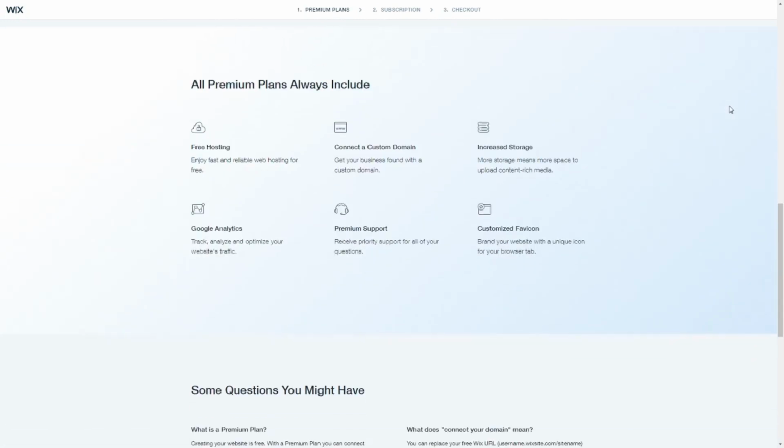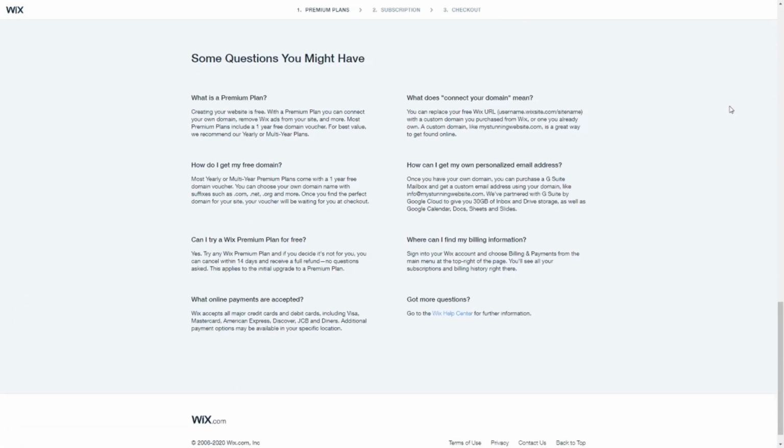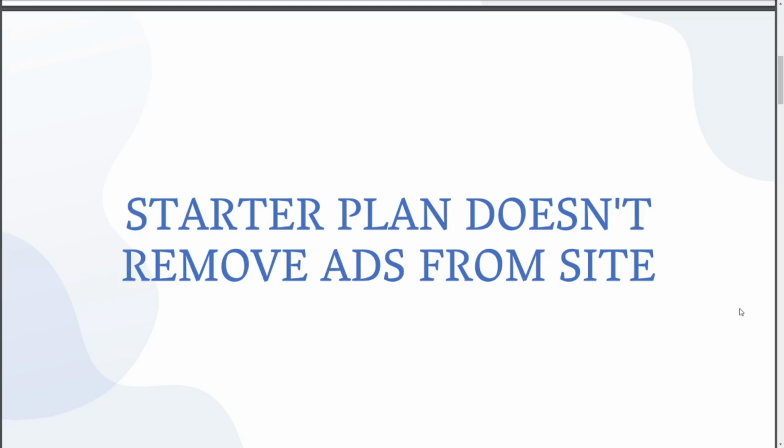And let's begin, guys. So the first reason why you should not use Wix is because the starter plan does not remove any ads from the site. If you take a look at the Wix starter plan, you would know that it does not remove any Wix ad from it. That means if you're using the initial plan, I think $26 per month, I'm not so sure, but they do have a 50% discount right now. The time that I'm talking right now, they do have a 50% discount.